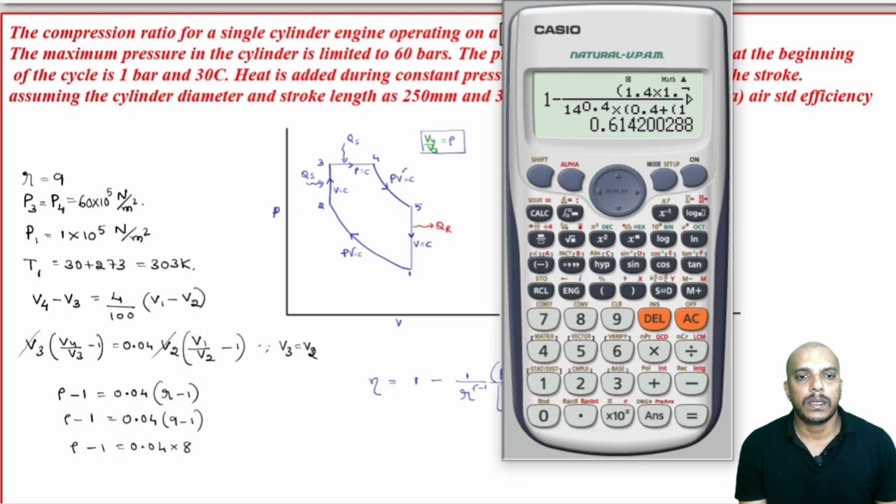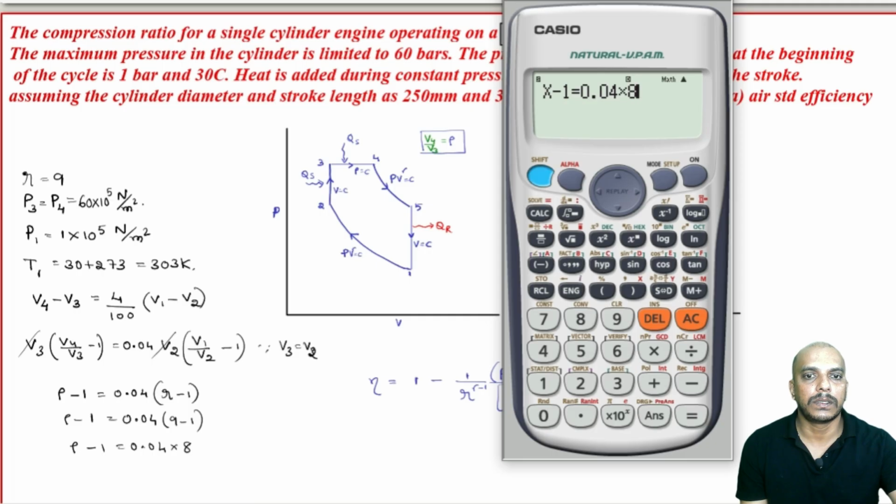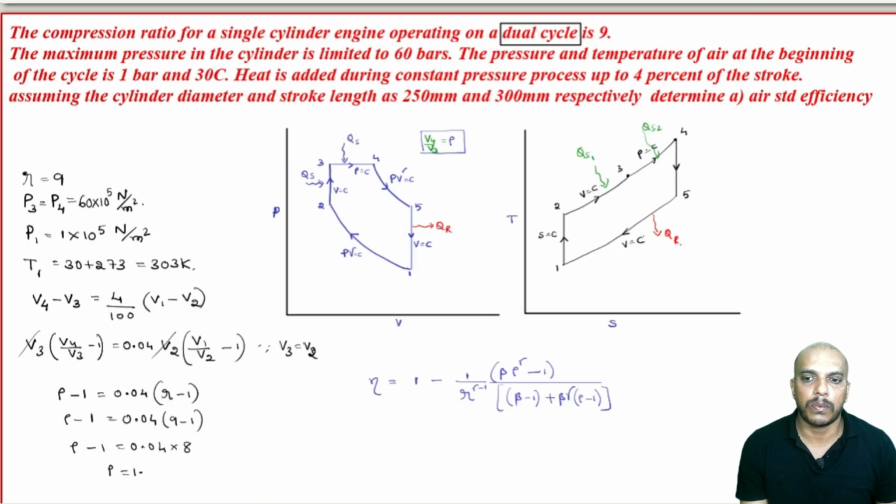Let us solve this. Rho minus 1 is equal to 0.04 into 8, so we get rho equal to 1.32. The value of rho is equal to 1.32. Most of the time, this is how the value of rho has to be calculated, because it will be given that the constant pressure process happens for some percentage of the stroke.